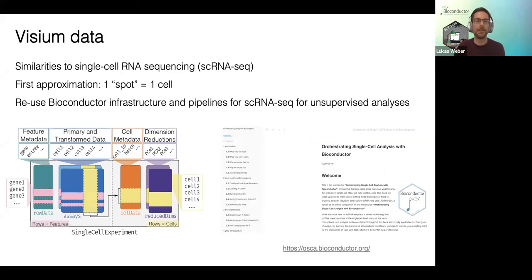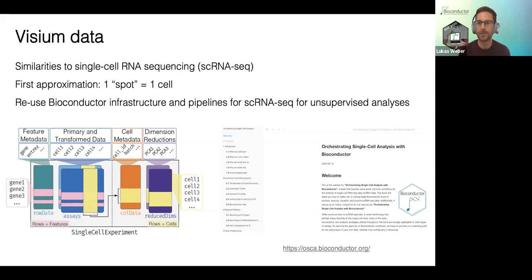And then after this, the analysis has quite a lot of similarities to single-cell RNA sequencing data. So as a first approximation in our project, we sort of assumed that 1 spot is equivalent to 1 cell. Now that's quite a rough approximation. In our data, it was more like 3 cells per spot on average, and quite a distribution from 0 up to about 10 or so. But using this approximation, we could then reuse all sorts of Bioconductor infrastructure and pipelines for single-cell RNA-seq analysis, which was really great. So on the bottom left, that's a schematic of the SingleCellExperiment object structure.